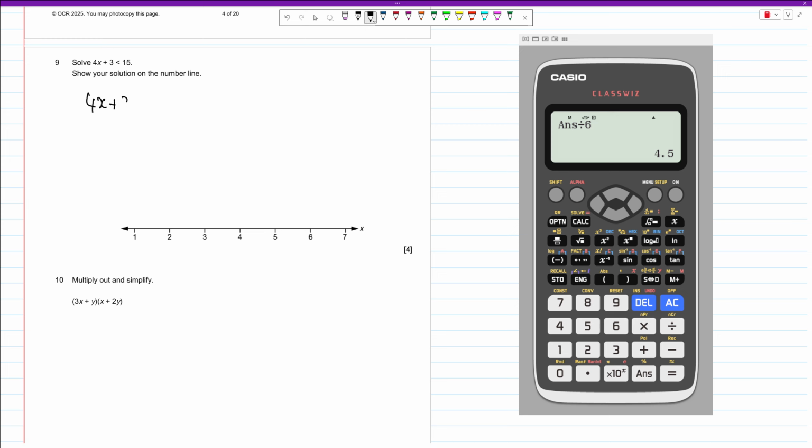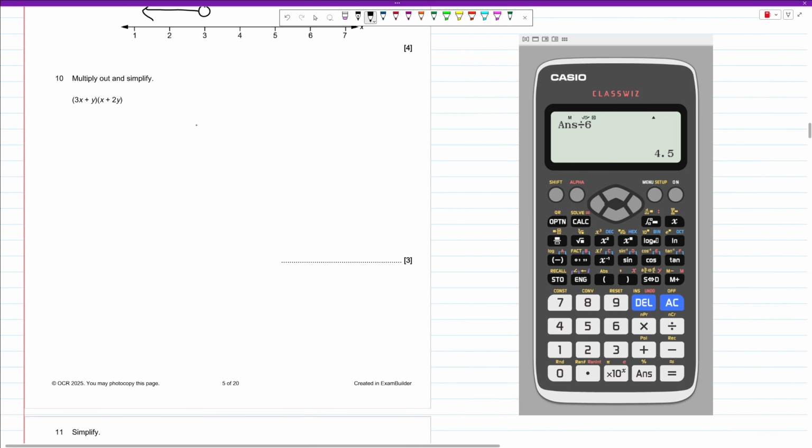Okay, solve this inequality. Now, remember that when we have one of these strange looking signs, we just imagine that it's an equal sign. We treat it like normal, take away 3, so that's 12, divided by 4, so that's 3, and now we put it back in afterwards. So if x is less than 3, we draw it like this. Now we remember that we don't colour it in because we only colour it in if it's equal to 3.